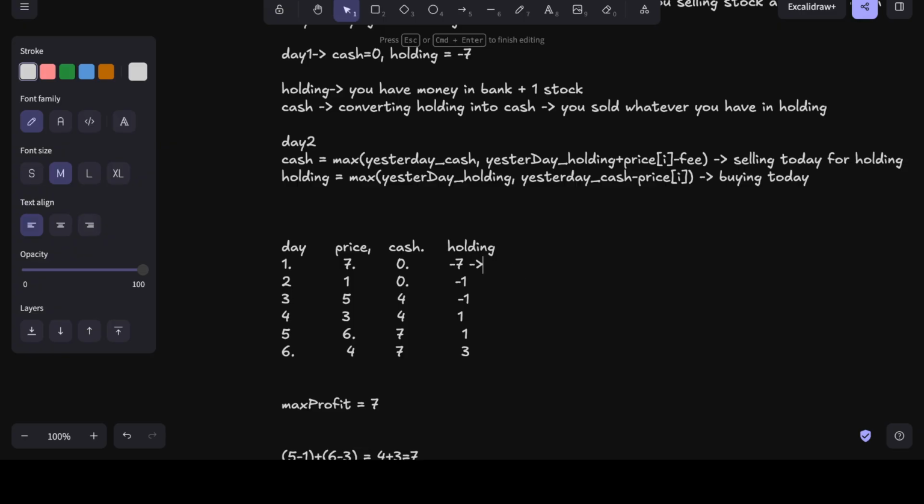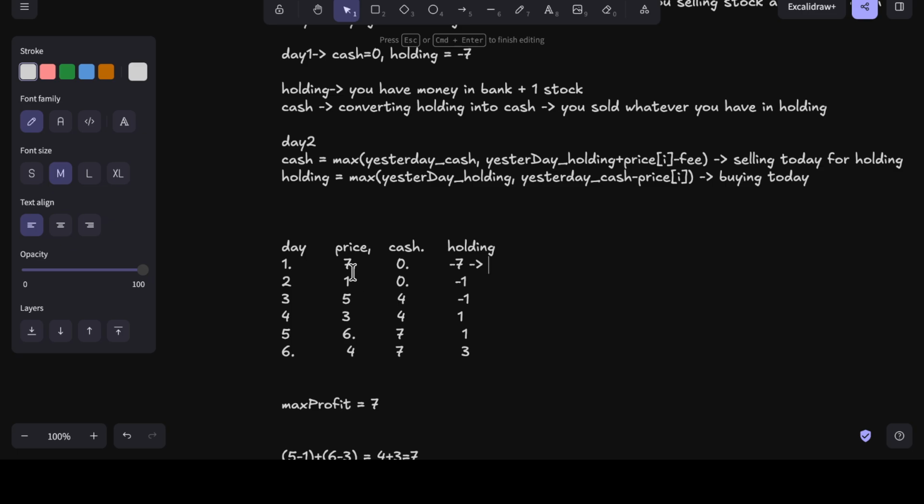It means we have one stock in holding. It represents one stock plus zero cash, right? It means you don't have cash in hand. You just hold it, meaning you bought it, so you are in a negative amount, right? That means you have one stock. You are just buying it today on day one.